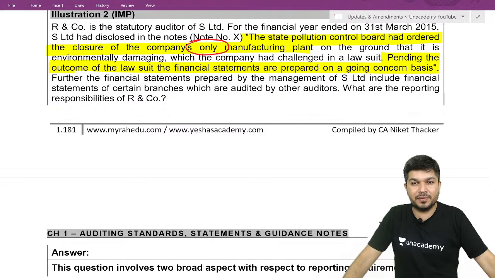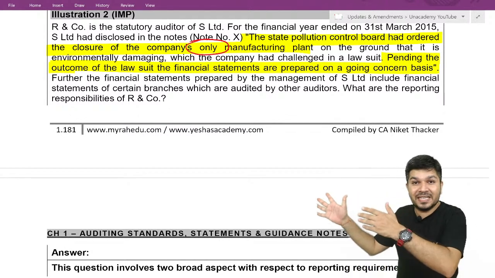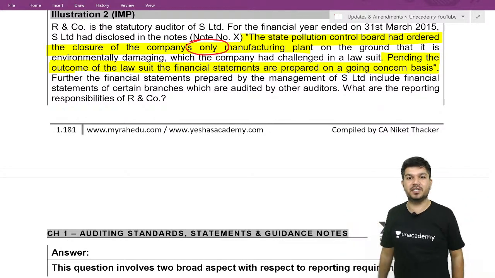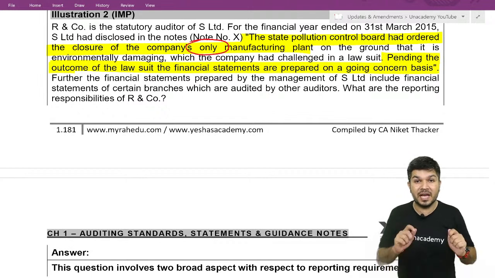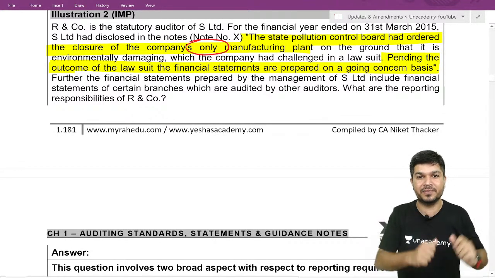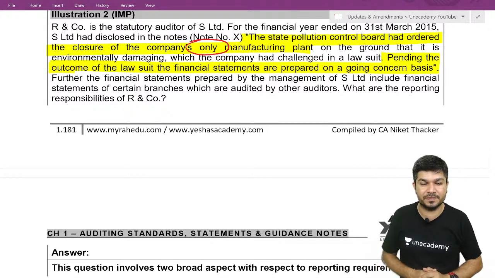Okay, so I need to give an unmodified report. Yes, I need to give unmodified because it's appropriately presented and disclosed in the financial statement. But the matter is very important. It's a matter related to going concern. I can draw attention to the matter by putting one extra para. That para's heading will be material uncertainty related to going concern.